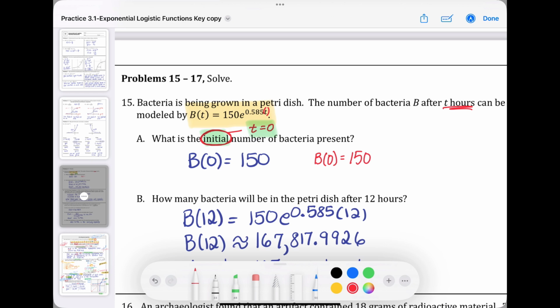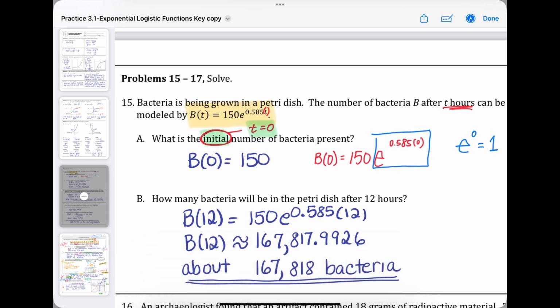The t is 0 when you plug this number in. 150, just a number, leave me alone. My base is e, leave me alone. My power is 0.585 times 0. 0 times everything is still 0. Then what do you see here? You see e to the power 0.